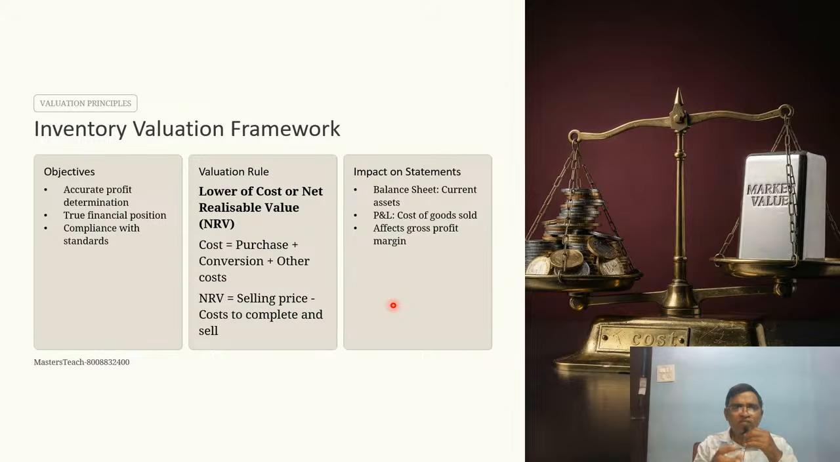Then the inventory valuation framework. The objective is exact profit determination, getting the true financial position, and compliance with standards. The valuation rule is lower of cost or net realisable value, where cost equals purchase plus conversion plus other costs. Impact on statements: we have current assets, and in the profit and loss account we have cost of goods sold. This also affects the gross profit margin.